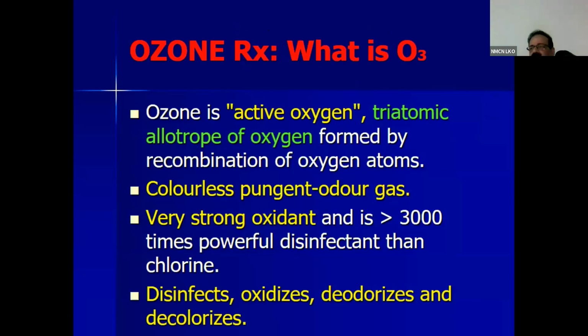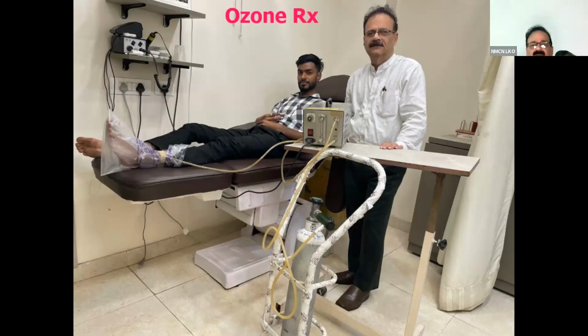Now comes the ozone therapy. I have been using this also at my clinic. Ozone is an active oxygen, a triatomic allotrope of oxygen, formed by recombination of oxygen atoms. It's a colorless gas with a pungent odor, but a very strong oxidant, more than 3,000 times more powerful as a disinfectant than chlorine. It disinfects, oxidizes, deodorizes, and decolorizes also. This is the patient which I have been treating.